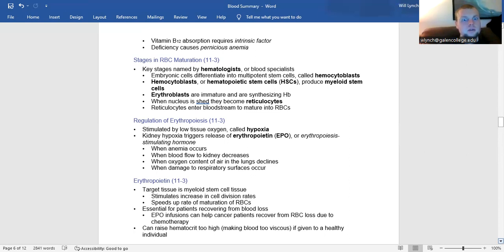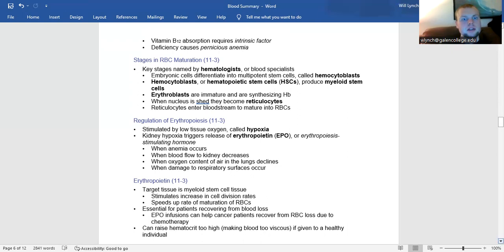When we regulate erythropoiesis, which is the formation, of course, of red blood cells, this is going to be regulated by oxygen concentrations. So it is going to be stimulated by low tissue oxygen, which is known as hypoxia. If low oxygen concentrations are registered by the kidney, this will trigger the release of a hormone known as erythropoietin, or EPO.